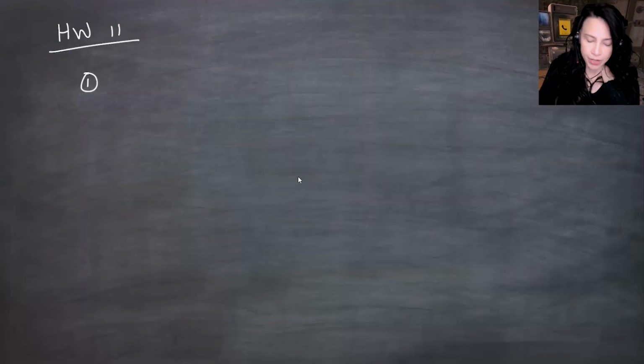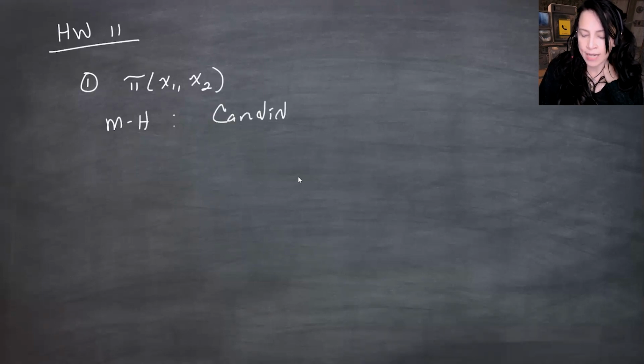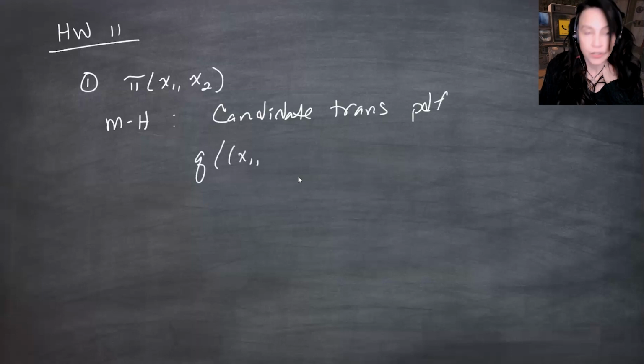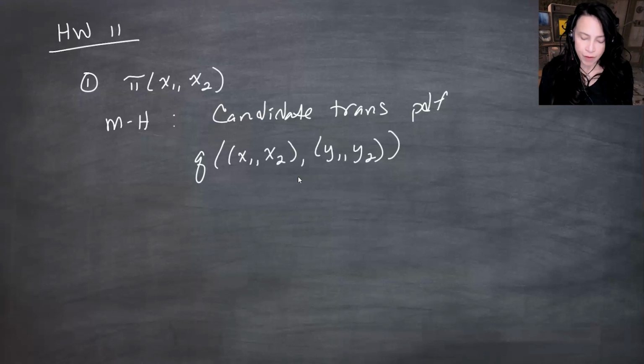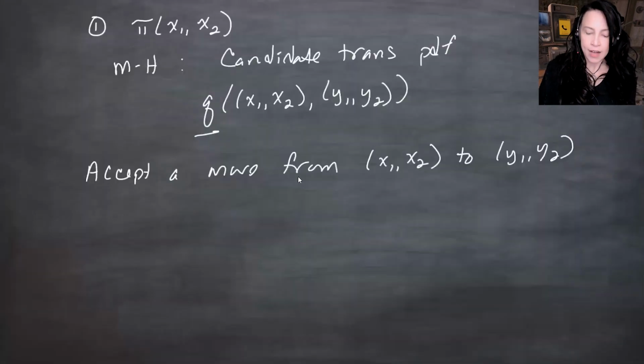In problem 1, you want to show that the Gibbs sampler is a special case of the Metropolis-Hastings algorithm, and you're allowed to show it just for a two-dimensional chain. So remember, Metropolis-Hastings for a two-dimensional chain, if you have some target PDF, pi(x1, x2), you want to pick out a candidate transition PDF, and we called that Q. That's going to take us from a two-dimensional point, x1, x2, to a two-dimensional point, y1, y2. We propose a y1 and y2 from this Q, and we're going to accept a move from x1, x2 to y1, y2 with probability alpha.